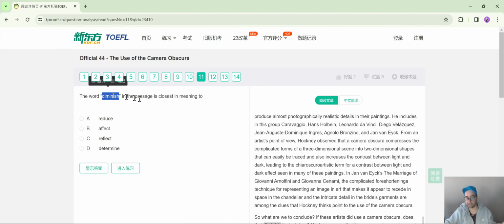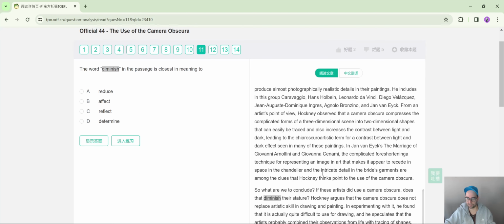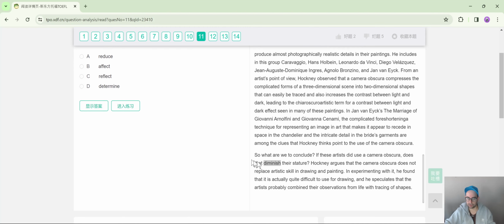The word diminish, another vocab in context. So find it first. So what are we to conclude? If these artists did use a camera obscura, does that diminish their stature? I know that diminish kind of means reduce or weaken in real life. Even if you didn't know, maybe just pay attention to the words here. They might help you. Like, did something to their stature. Stature is like their importance, their height, right? Their status.